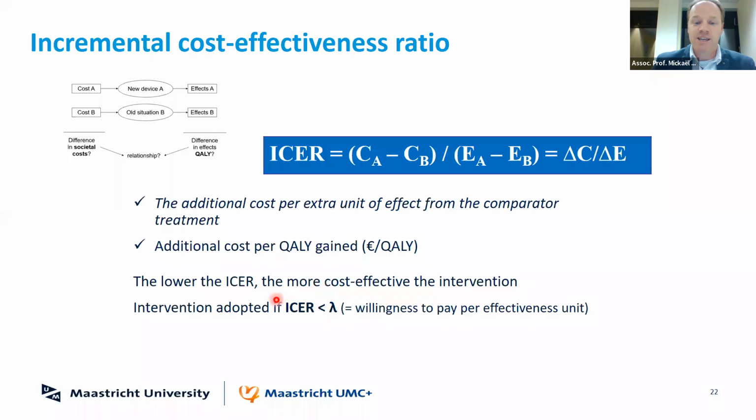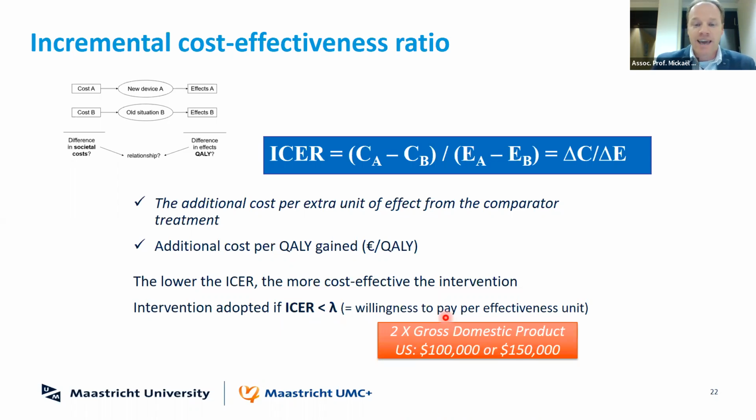And an intervention is considered cost effective and should be adopted from an economic point of view if the ICER is below a certain threshold that represents the willingness to pay of decision maker. And the willingness to pay of decision maker is about 2 times the gross domestic product of the country, or in the US, in the range of $100,000 US to $150,000 US.